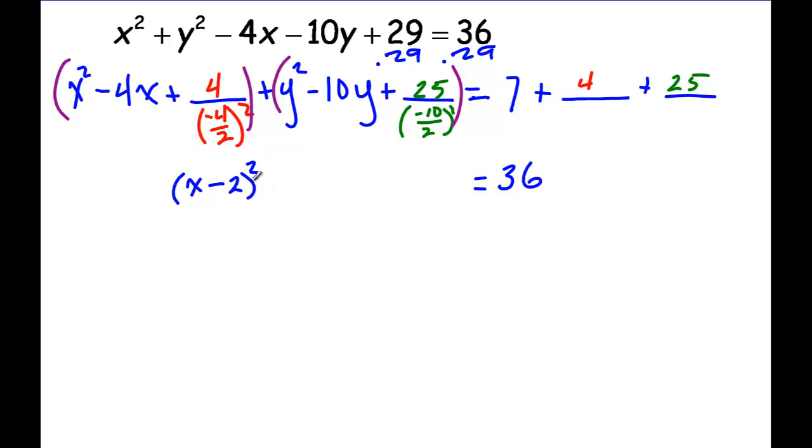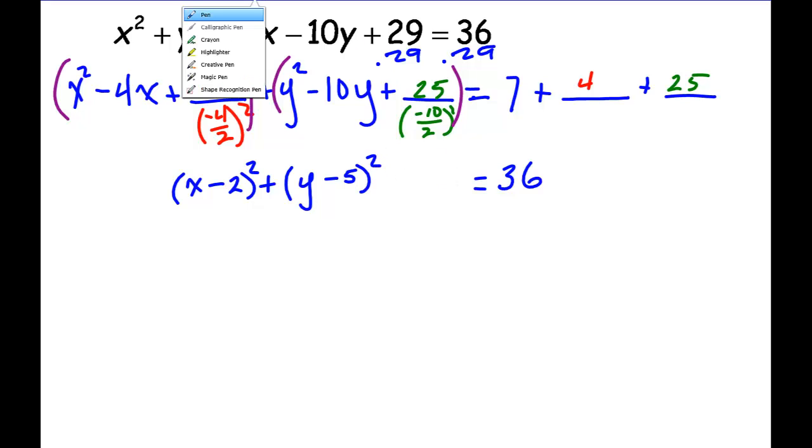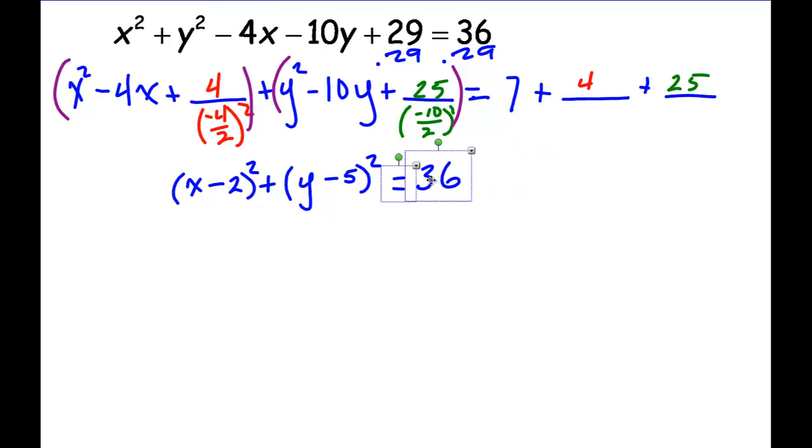Pardon me for that sneeze. And then do plus, because that's the sign separating the parentheses. And then we do the same process with the y. Notice we have a y variable, so we write that. Then we have the negative 10 that we divide by 2. So negative 10 divided by 2 is 5. And then we put a square outside the parentheses. And then, of course, it equals this 36.